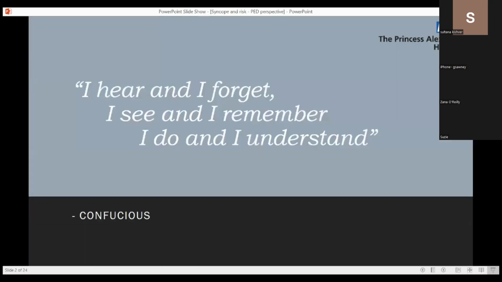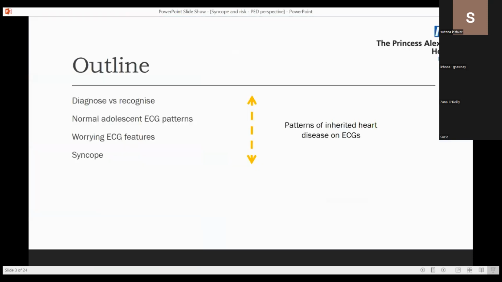Okay, so the way I intend to do this is like Confucius. If I just talk to you, you are going to forget. If I show you some ECGs, you might remember them. If I ask you to give me some answers about the ECGs, I really hope that you're going to understand what I'm trying to get at, and therefore be able to apply it in the future. So the basic outline of this talk is here.